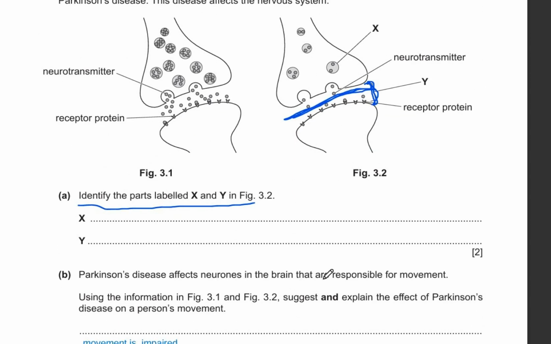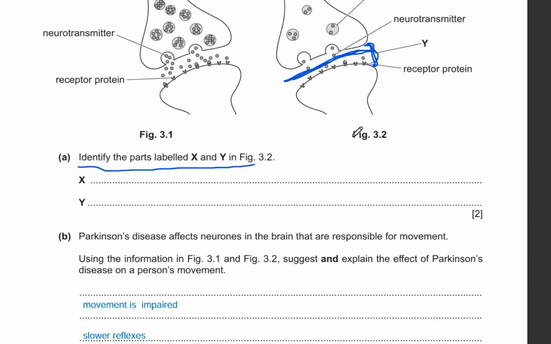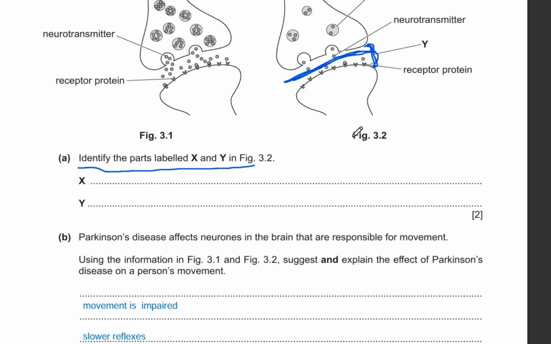Parkinson's disease affects the neurons in the brain that are responsible for movement. Use information from figures 3.1 and 3.2 to explain why Parkinson's affects a person's movement. So we can see that in figure 3.2 very few neurotransmitters are being released. So the movement is going to be impaired and there will be slow reflexes. Alright.